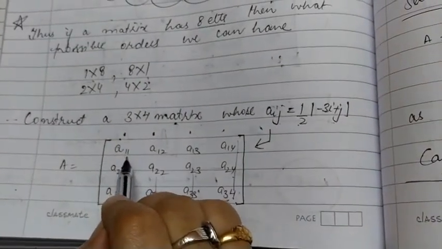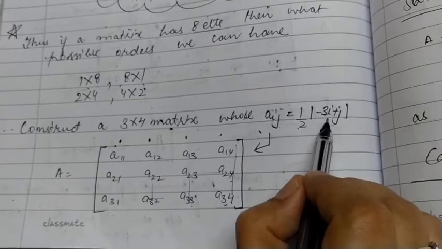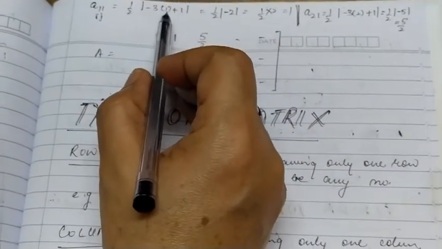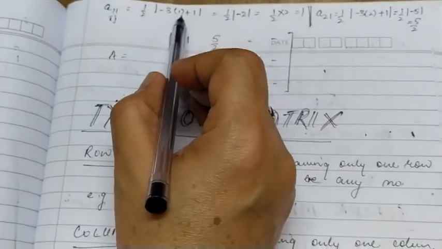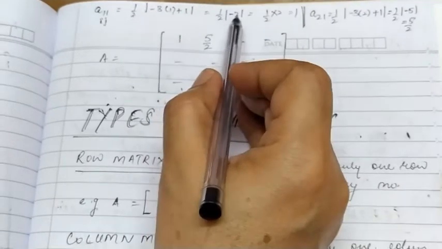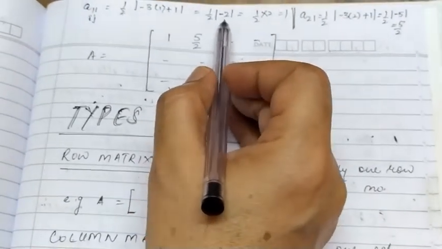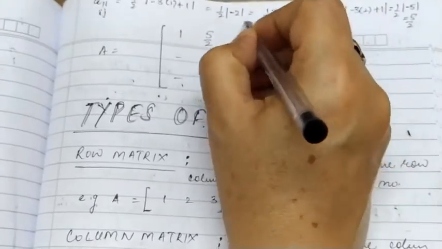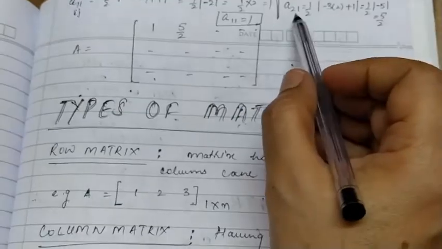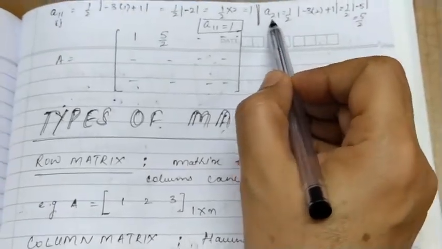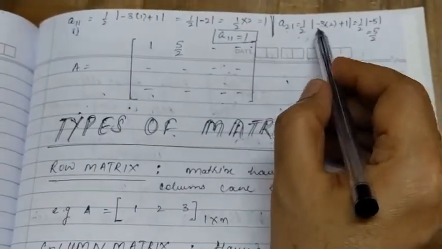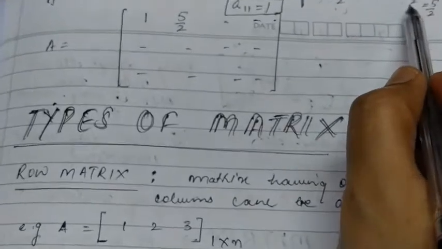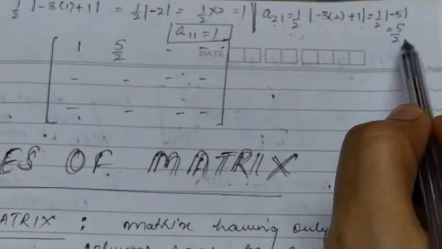I am given a_ij. When I say A11, it means i is 1 and j is 1. So if I put i as 1 and j as 1, then A11 is half of modulus of -3i+j. So in place of i I write 1, in place of j I write 1, so -3+1 is -2 inside the modulus. And you know that when it comes out of the modulus, the sign will be ignored, so it will be half multiplied by 2, which is equal to 1. So A11 is 1, meaning the element in the first row, first column is 1. Now if we want to find A21, I will put i as 2 and j as 1. So half of modulus of -3 into 2 plus 1, -3 into 2 is -6, -6 plus 1 is -5. So half into -5, coming out of the modulus it becomes 5, so it will be 5/2.